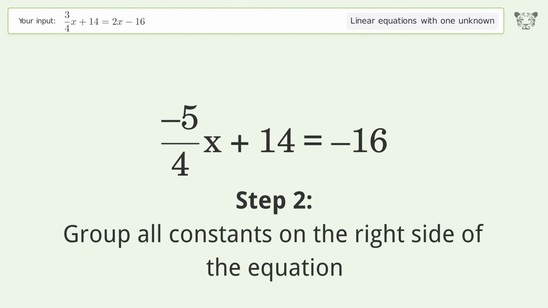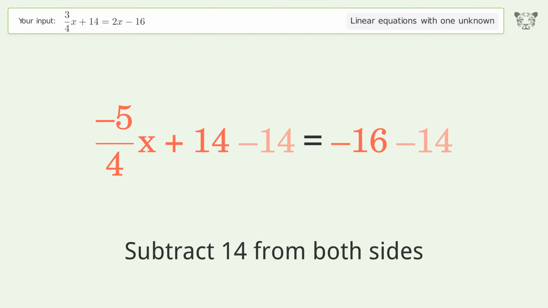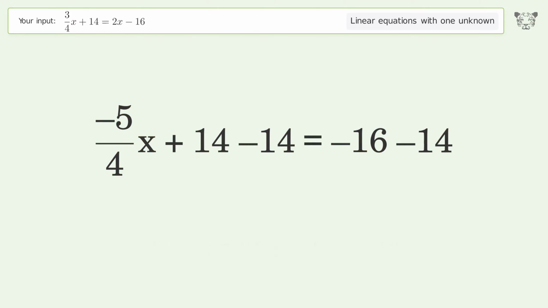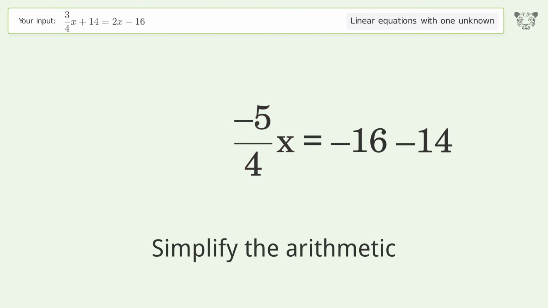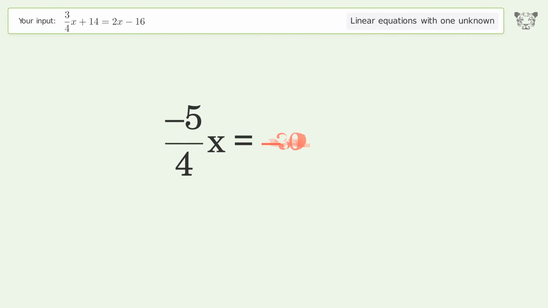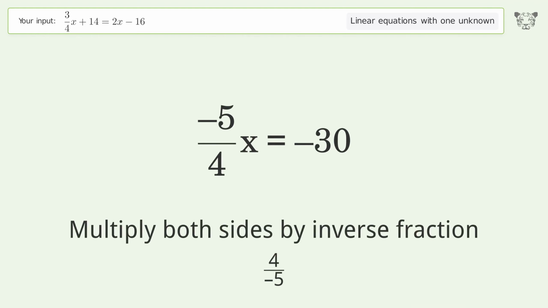Group all constants on the right side of the equation. Subtract 14 from both sides. Simplify the arithmetic. Isolate the x. Multiply both sides by inverse fraction 4 over -5.